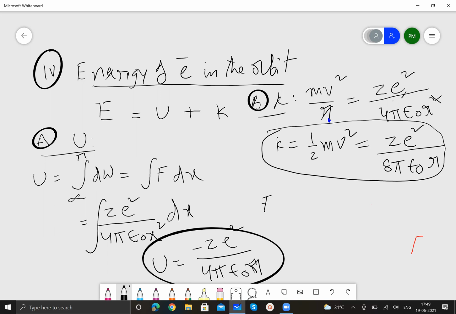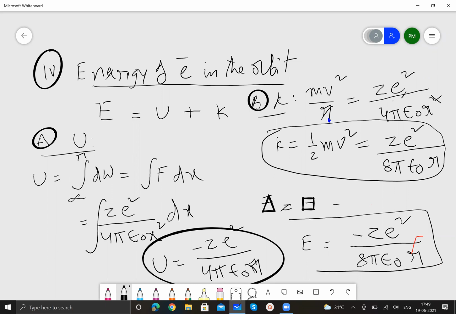Now, total energy is equal to U plus K. If you take LCM and simplify, 8 pi epsilon 0 R will be the LCM. Here I'll get minus 2 plus 1. Therefore, the final expression for energy is minus ZE square by 8 pi epsilon 0 R. This is the final expression for energy of electron in the orbit with radius R.